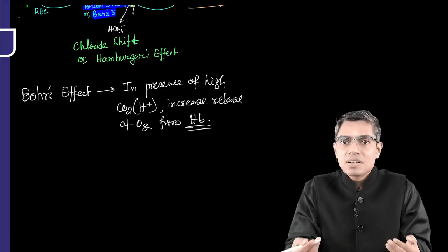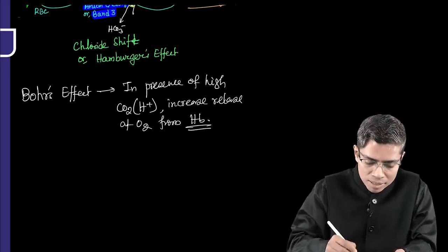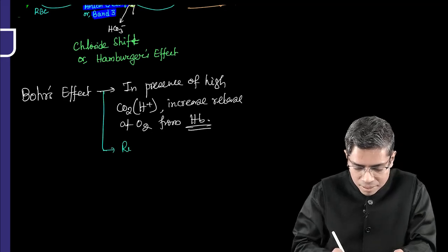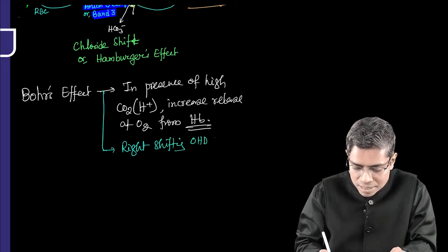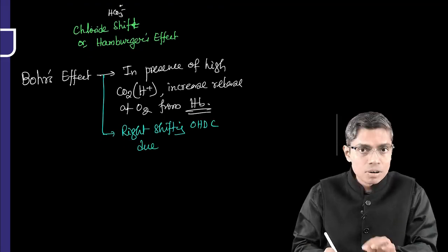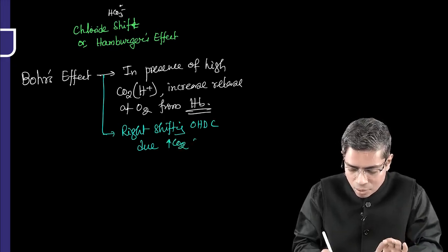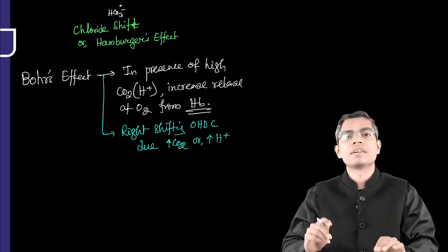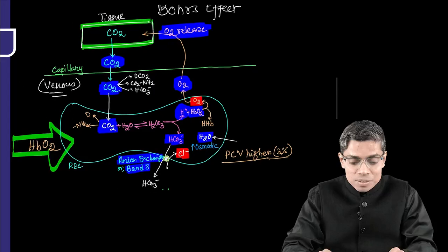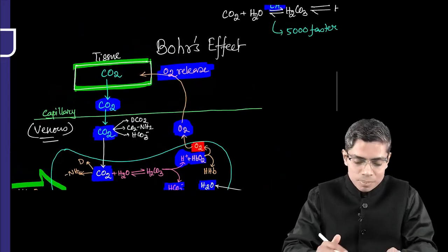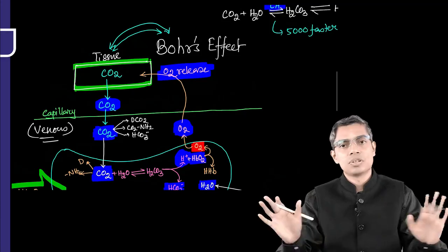Increased release of oxygen from hemoglobin means which kind of shift? Low affinity state of hemoglobin. So what kind of shift? You can say the right shifting of the OHDC curve. Due to which factor? Not due to turbidity, not due to temperature, but due to increased carbon dioxide or increased H plus ion. So if I ask you at which place the Bohr effect is occurring, at the level of lung or at the level of tissue? Easily you can correlate that the Bohr effect is occurring at the level of tissue.